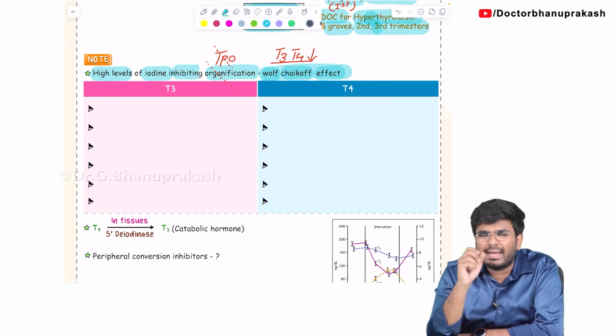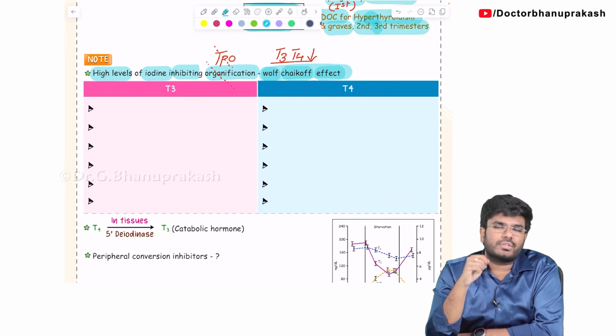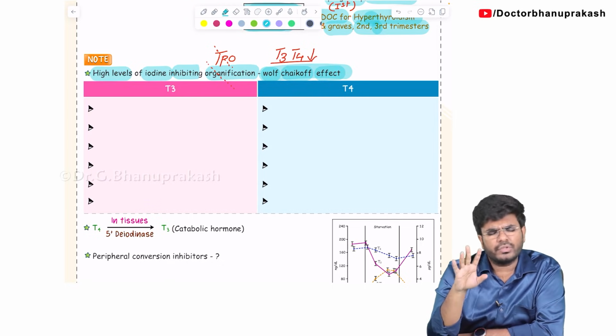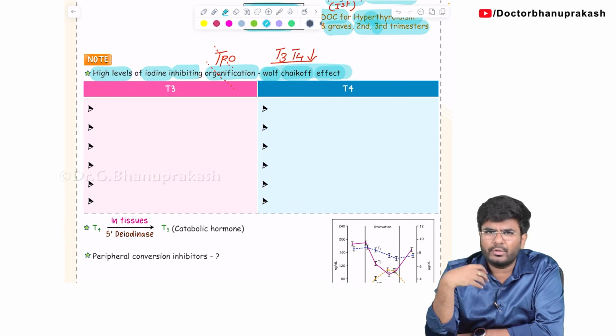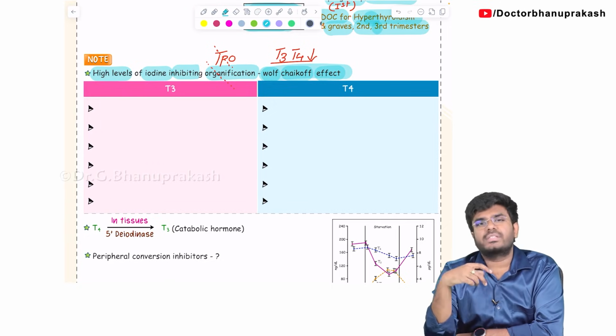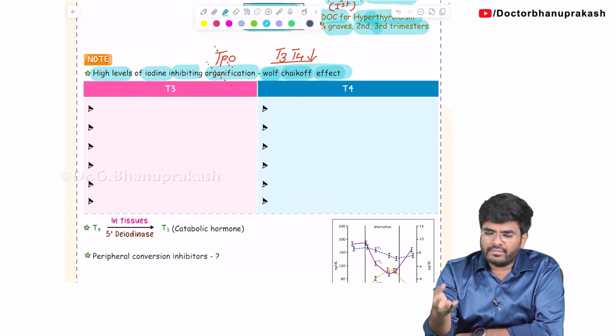Okay, let me give you an analogy. See, you guys are doctors. In the future you will be doctors. So you are working in a private hospital and getting your salary. Of course, you are doing social service, but at the end of the day, you have to get your salary. So every month you are working and getting your salary.